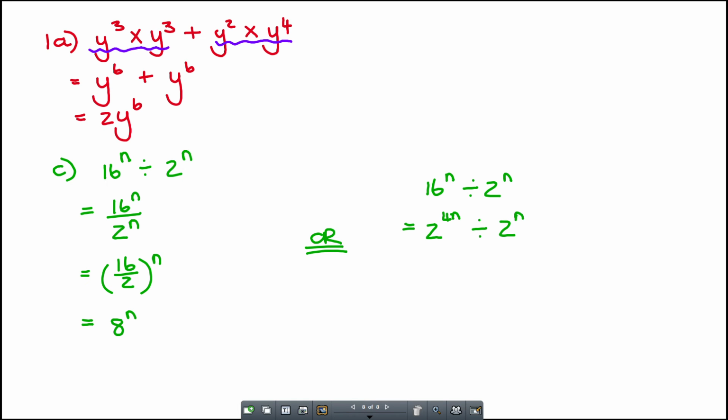Okay, and then you'll see base is the same and we're dividing, so it means base will stay that, and now I'm going to subtract exponents, and that is 2 to the power of 3n. And have a look, what's 8? 8 is 2 to the power of 3. So what we have here and what we have there is exactly the same thing. Okay? So it doesn't matter which one.